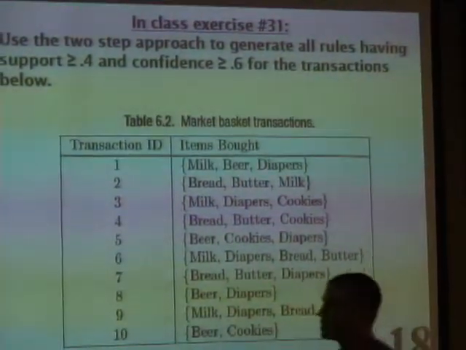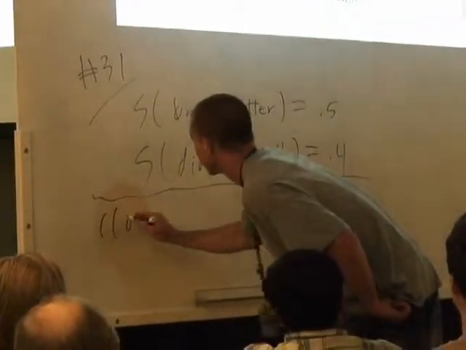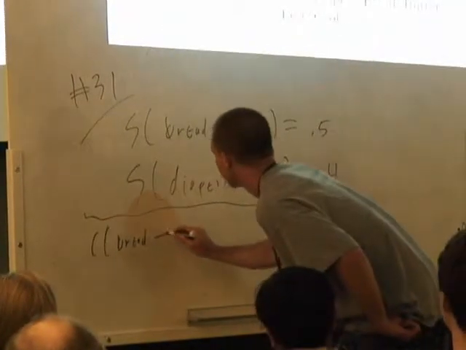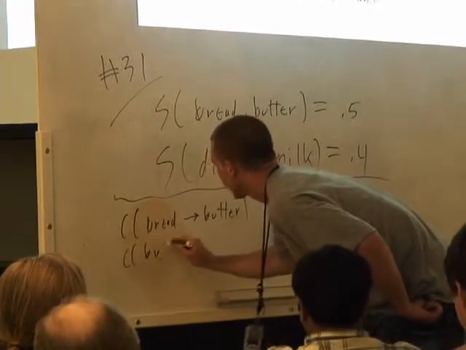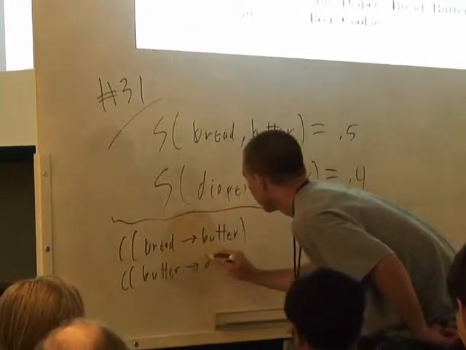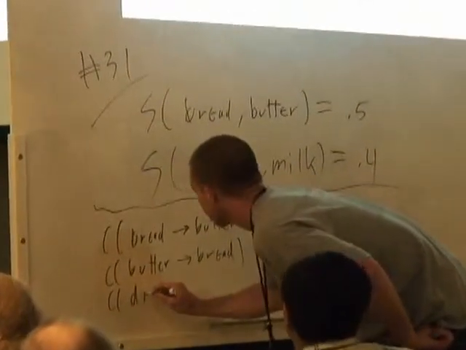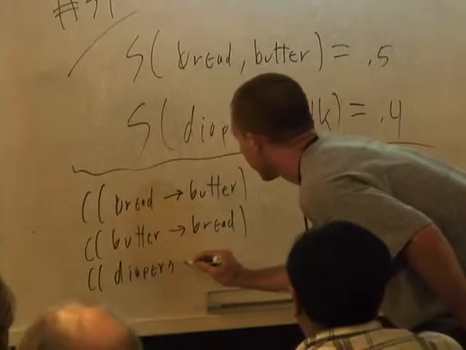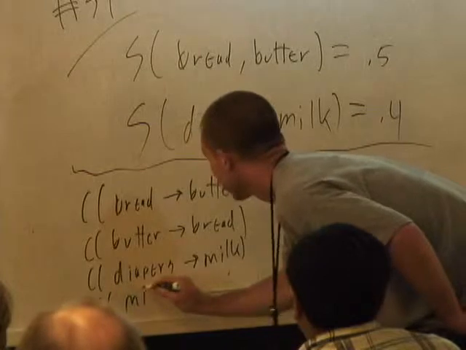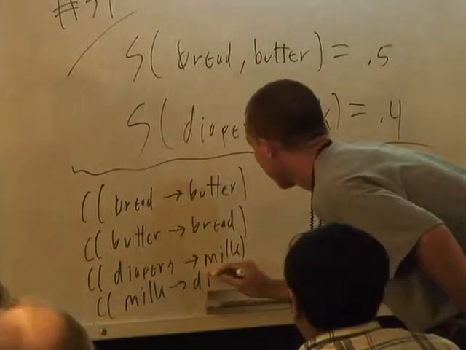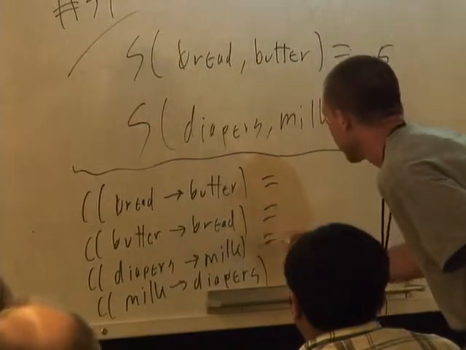Okay, so that of course then suggests we look at the following 4 rules, which is bread implies butter. The other one, butter implies bread. Okay. Let's see, diapers implies milk and milk implies diapers. That's all that's left, right, from all the possible association rules initially.